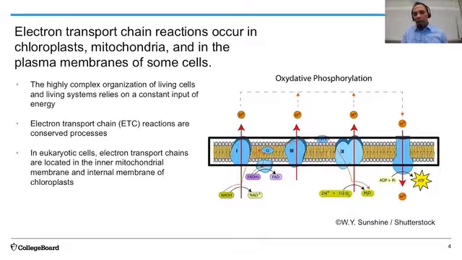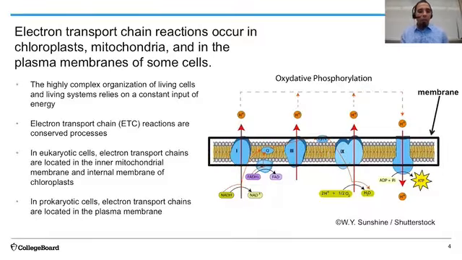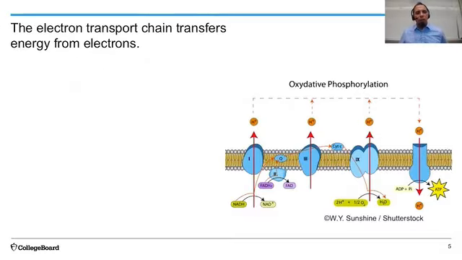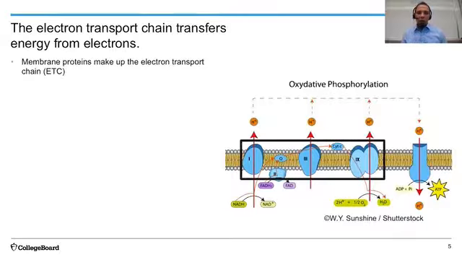And there again, the box that just appeared is isolating that electron transport chain. There's the chain, there's your membrane. In prokaryotic cells, electron transport chains are located in the plasma membrane. So again, this is one of those conserved processes. Talking about the electron transport chain, let's talk about what it does. The electron transport chain transfers energy from electrons. Membrane proteins make up the electron transport chain, and those are the things in blue that I just put the box around.